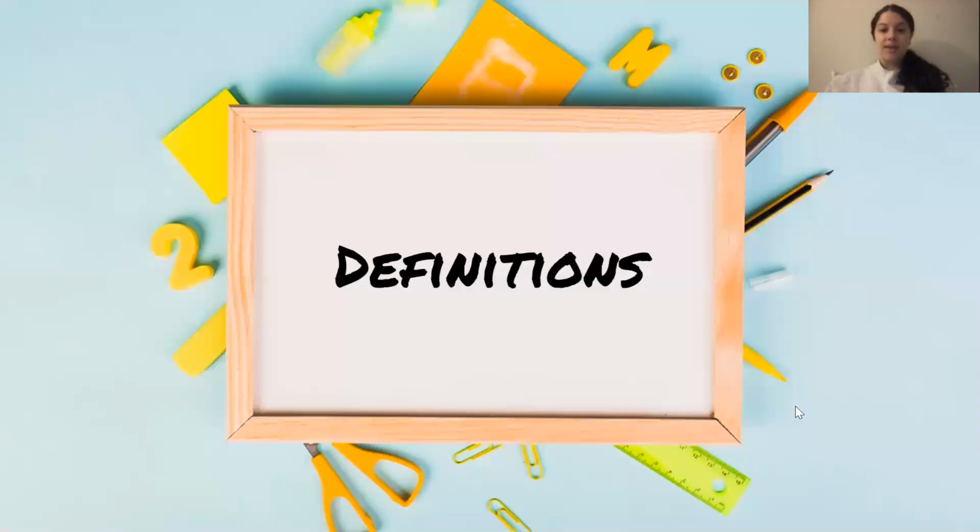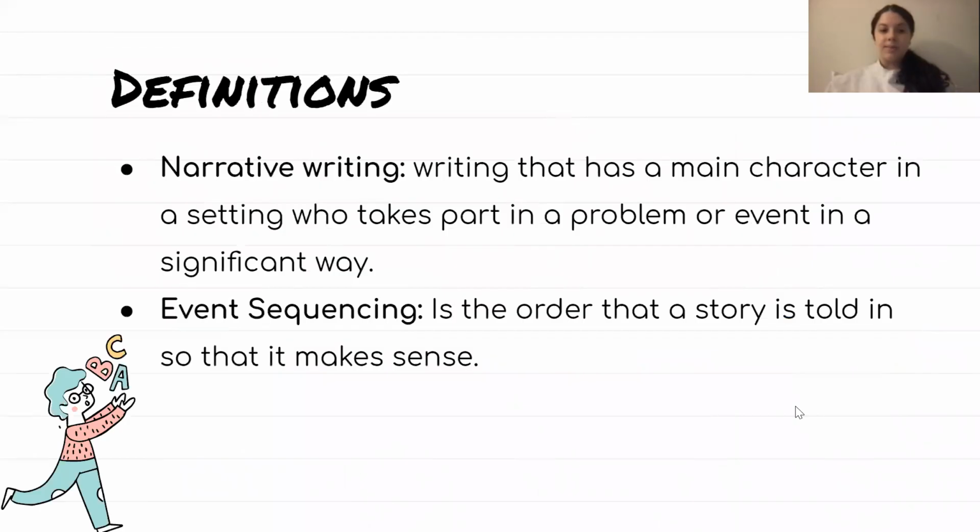Next, let's go over some definitions. Narrative writing is writing that has a main character in a setting who takes part in a problem or event in a significant way. Event sequencing is the order that a story is told in so that it makes sense.